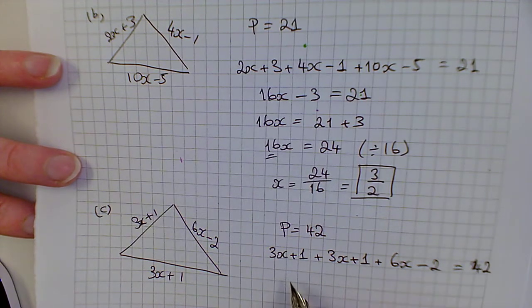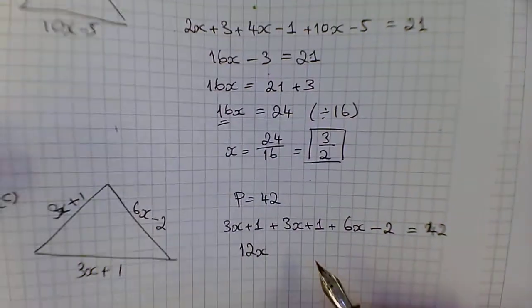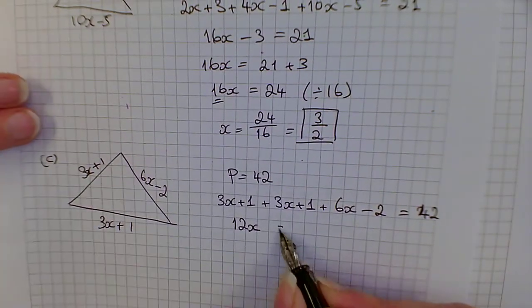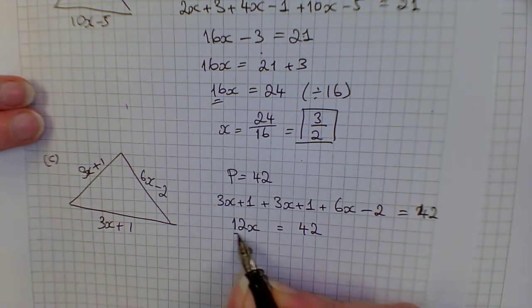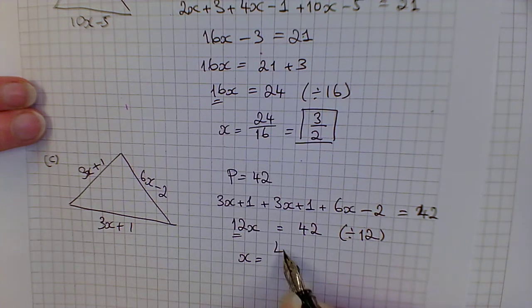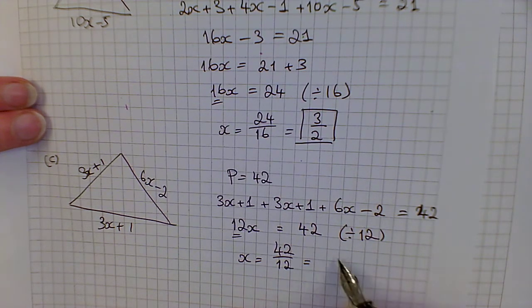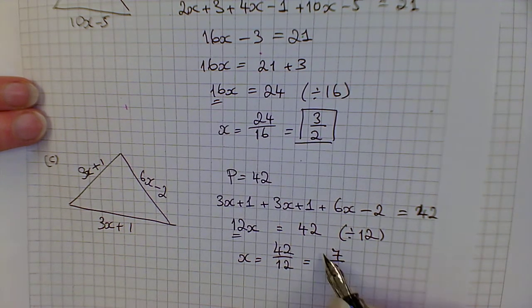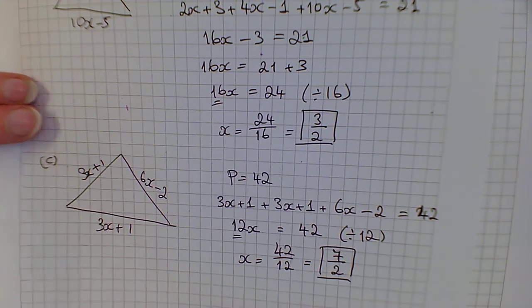3 and 3 and 6 is 12x. 1 and 1 take 2 is 0. So they cancel each other out. Make sure you can see this okay. So 12x is equal to 42. Again, divide across by the coefficient. So x is 42 divided by 12, which simplifies to, and 6 goes into both of them, 7 over 2, or 3.5.